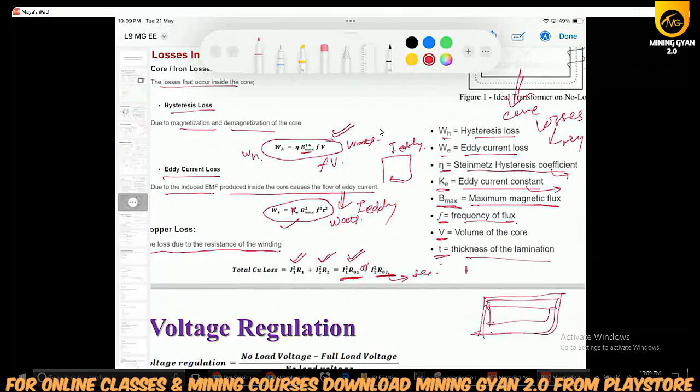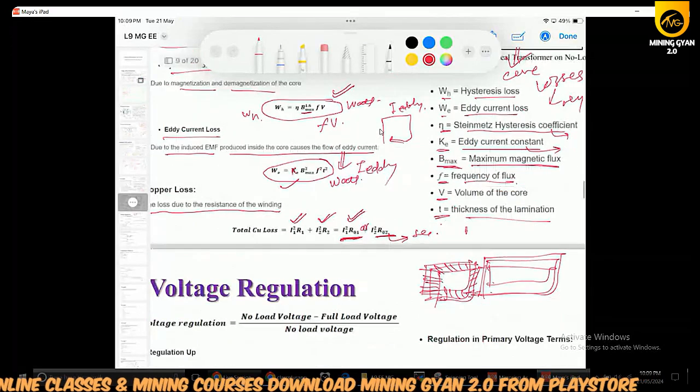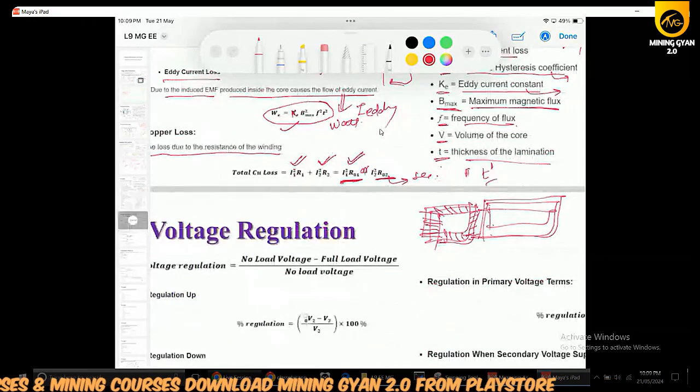These sheets will be there, and these sheets will be stacked, okay, like this. So these are thin laminated cores. Likewise, you can make your core material. T represents the thickness of each lamination.